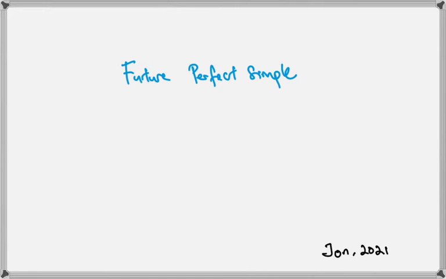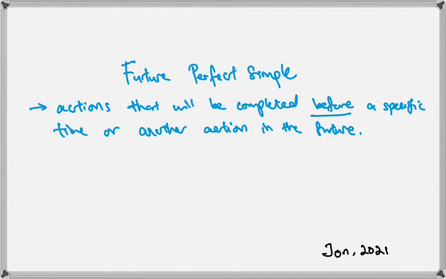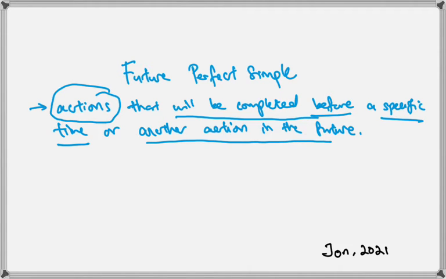Now the future perfect tense kita gunanya untuk actions, perbuatan, tindakan that will be completed. Terguna untuk perbuatan yang akan diselesaikan, that will be completed before, sebelum, a specific time or another action in the future. Apa maksudnya di sini adalah kita guna future perfect simple untuk tindakan yang akan selesai sebelum satu spesifik masa atau sebelum lagi satu perbuatan di masa yang akan datang.